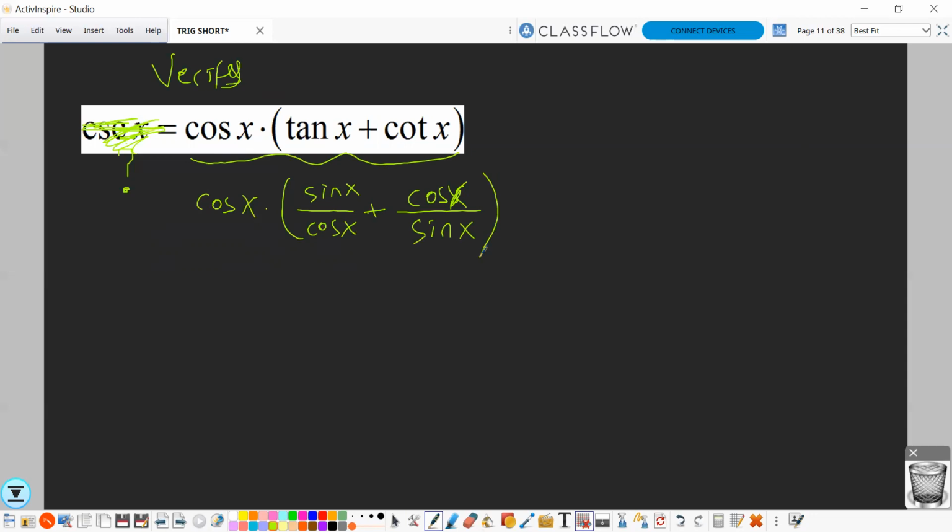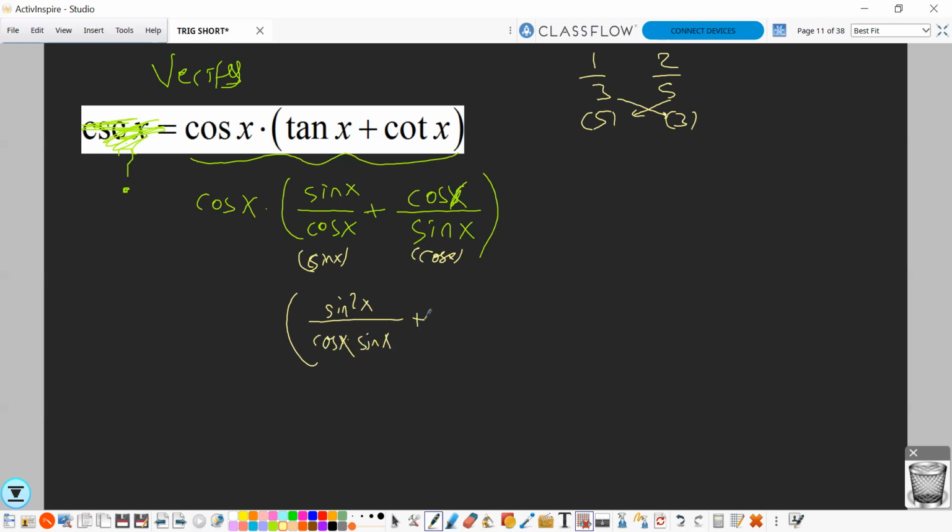Then I need to make this addition. There is no other thing that I can do. I must make the denominators the same. It's like 1 over 3, 2 over 5. 3 and 5 should be the same. So you multiply each by the opposite one. That's what I'm going to do in here. This one I will multiply by sine x up and down. This one by cosine x up and down. So sine x times sine x will be sine squared x, denominator cosine x times sine x. Plus, up and down by cosine x: cosine x times cosine x, cosine squared x, denominator sine x times cosine x.